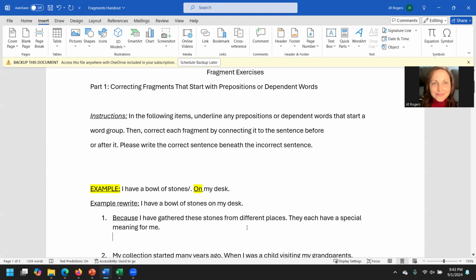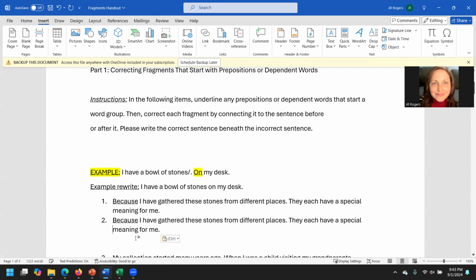Because I have gathered these stones from different places. Ooh, so I'm checking that. Is that a complete thought? The answer is no. Okay, so you're going to copy it. Unless you're a fast typer, feel free to type it again. That's fine too. Because I've gathered these stones from different places, they each have a special meaning for me.